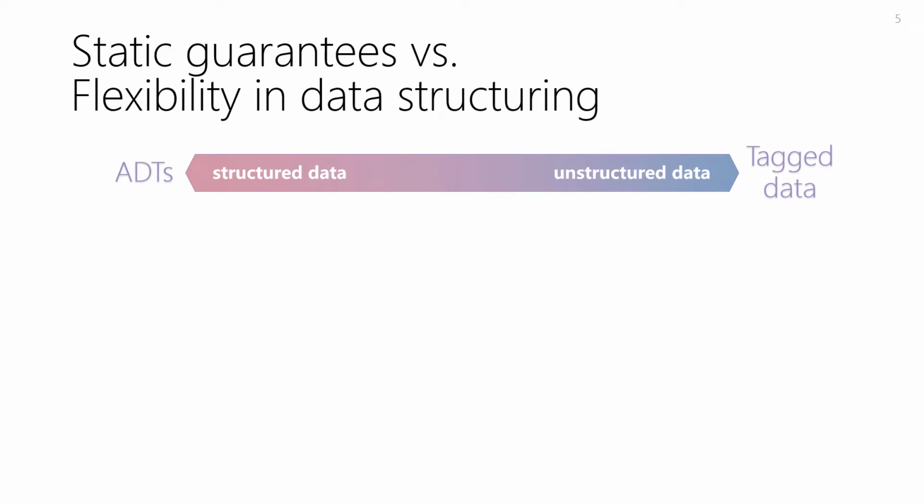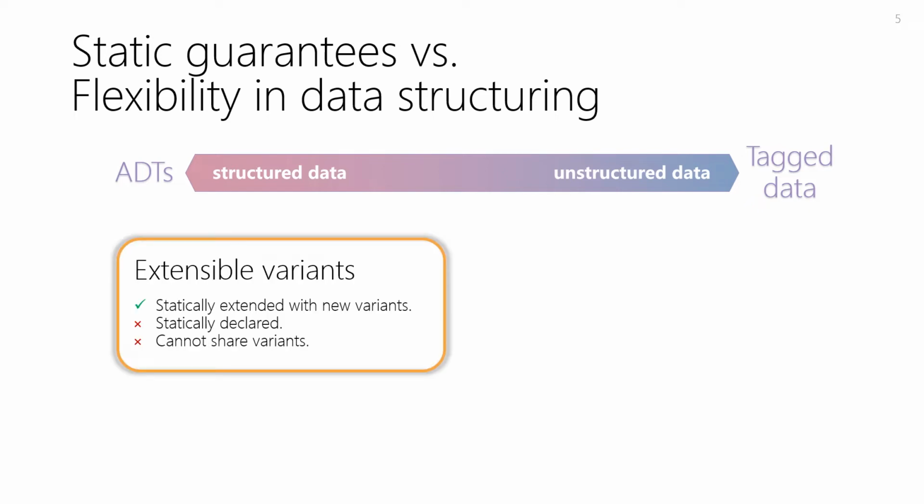One example of a data structuring feature that lives somewhere in this continuum is extensible variants, like seen in OCaml. These variants are not closed at definition and can be extended from another module. They are just a bit more flexible than ADTs because although they can be extended after defined, constructors must be declared statically and they cannot be shared between data types.